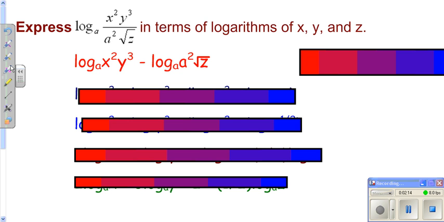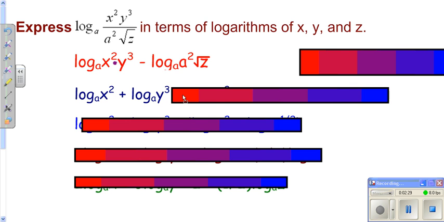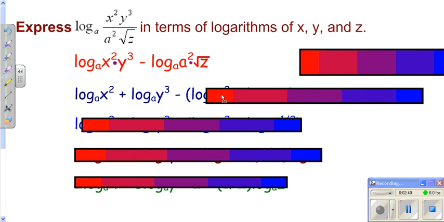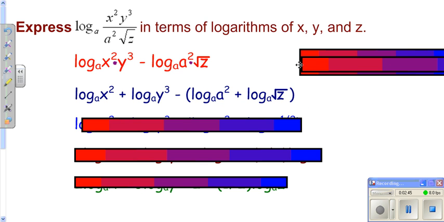Well, now as you look at this, you should realize that, oh, I now have the log of two things multiplied together here. So I should be able to go log of the first one plus log of the second one. We still have our subtraction sign. We also have log of two things multiplied together here. So we should be able to go ahead and go log of the first one plus log of the second one. And if you don't have the parentheses here, you'll end up getting the wrong answer. Because to get rid of the parentheses, you'll have to distribute through the negative.